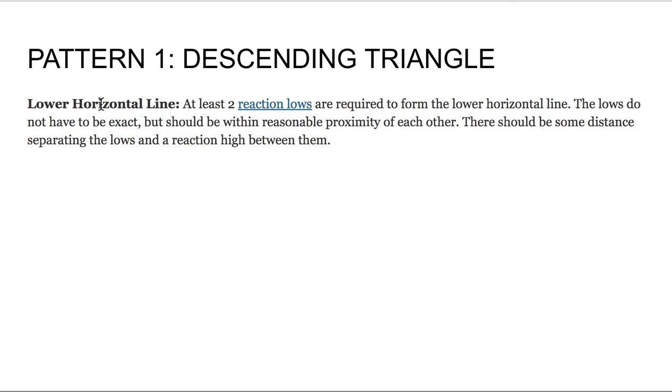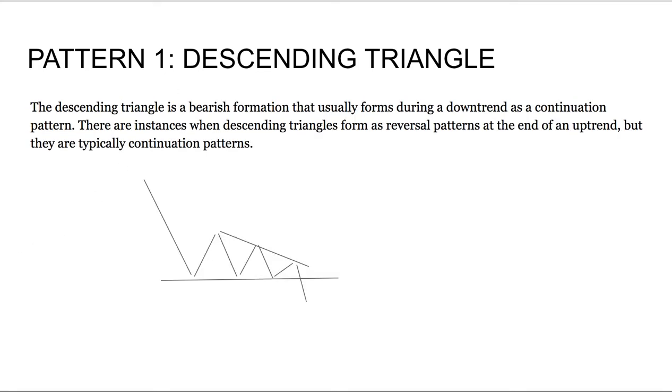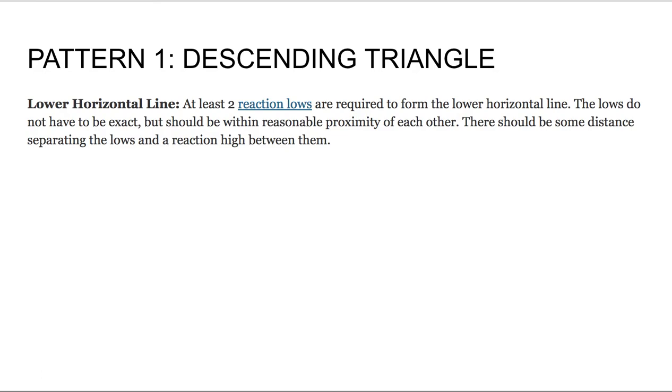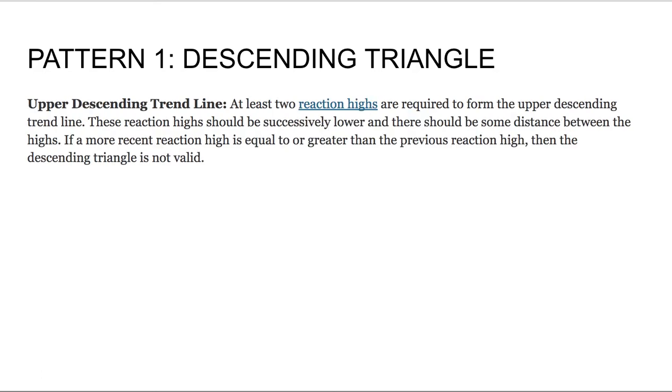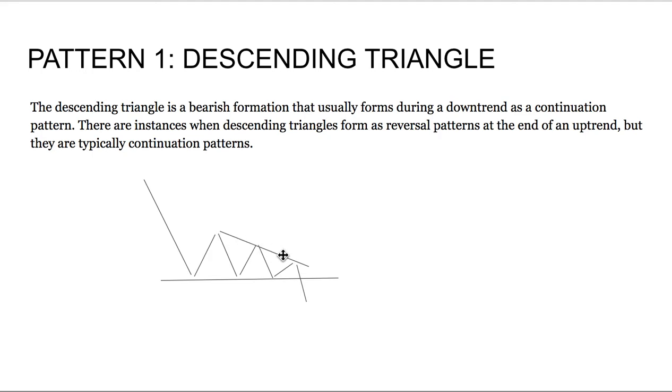There should be a lower horizontal line. At least two reaction lows are required to form the lower horizontal line. Here, one, two, and this one has three, so two reaction lows forming the bottom. Next is the upper descending trend line. So there has to be a horizontal line with at least two reaction lows, and then a descending line. That is considered a descending triangle pattern.